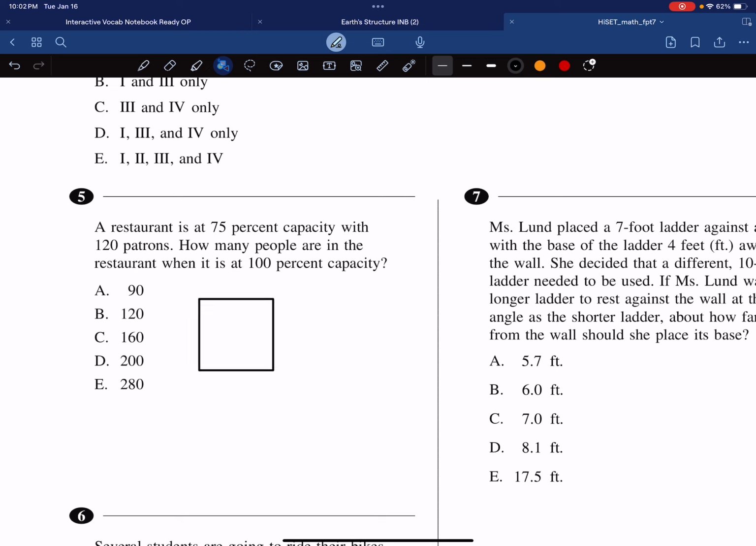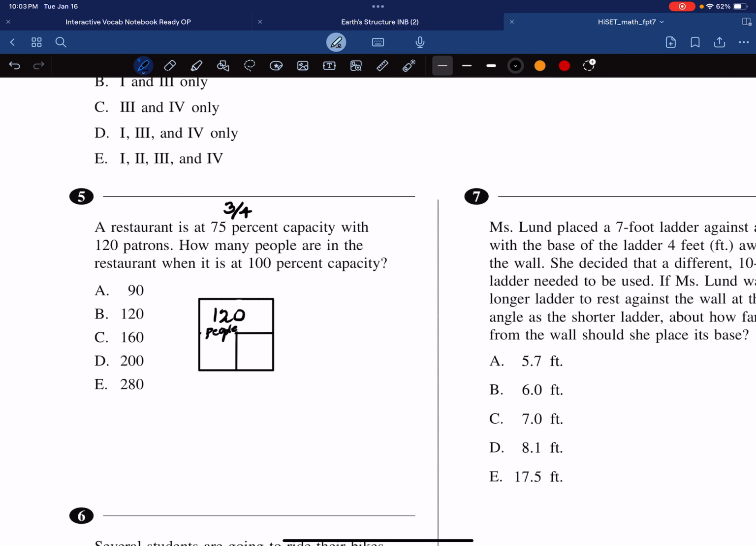There we go. Okay, so if this is the restaurant, 75%, that's 3/4, just like 75 cents is 3/4 of a dollar. So let's divide this restaurant into quarters. I like visuals. There's 1, there's 2/4 or a half. Here's 3/4. And this is made up of 120 people.